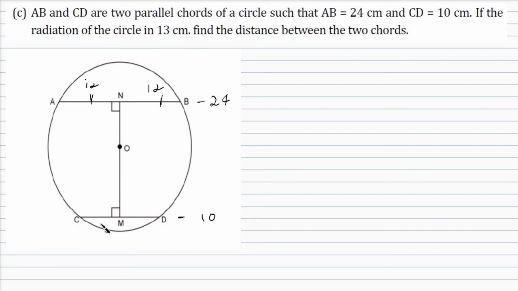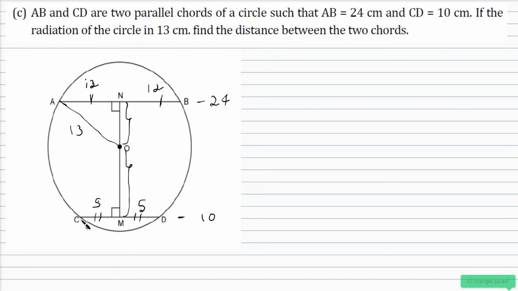Similarly, here, the same case, we can say M would be the midpoint of the chord CD. So both are equal. CM would be 5 and MD would be 5. Since our objective is to find the length of NM, we can make it easier by joining this line. OA is the radius, and this would be 13 centimeter. Now we can find this length ON using Pythagoras theorem. Since we know AN is 12 centimeter and OA is 13 centimeter, we can find the length of ON. Similarly, we can find the length of OM using Pythagoras theorem.